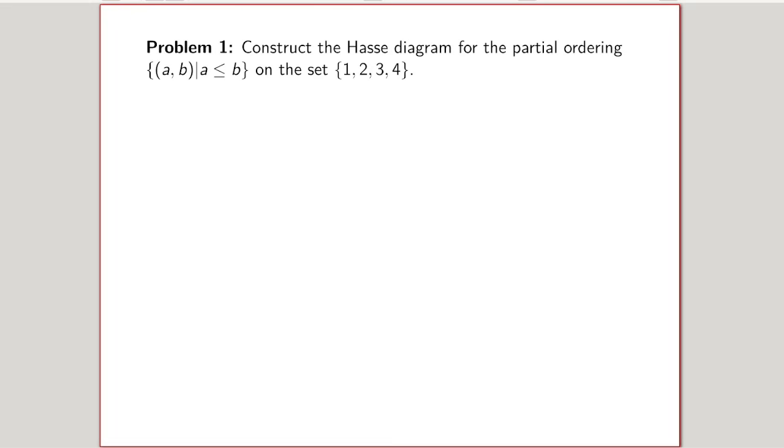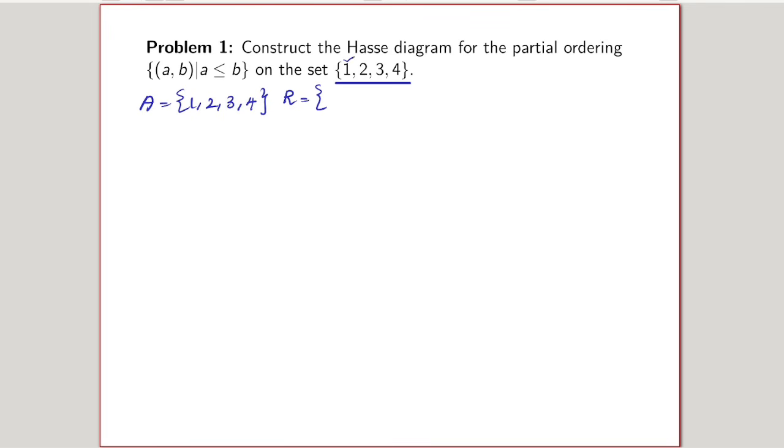Let us see the first problem. Construct a Hasse diagram for the partial ordering (a, b) such that a is less than or equal to b on the set {1, 2, 3, 4}. So the given set A, we can take it as {1, 2, 3, 4}. And the relation mentioned here, we can take as R. Relation R is a less than or equal to b.